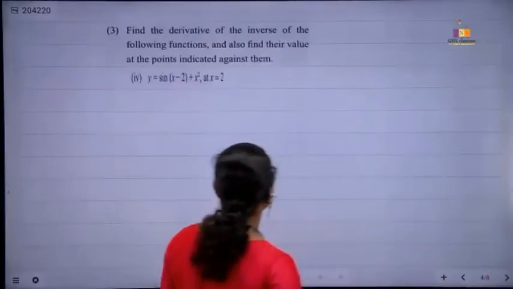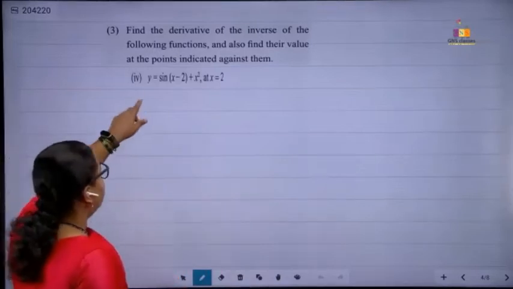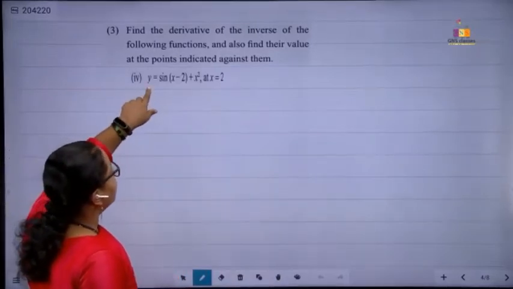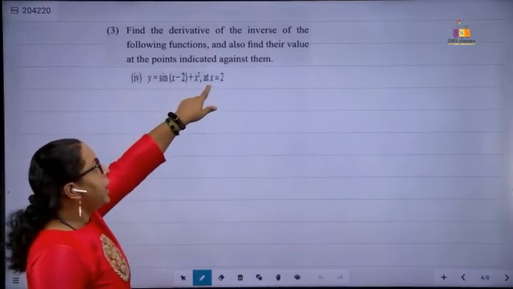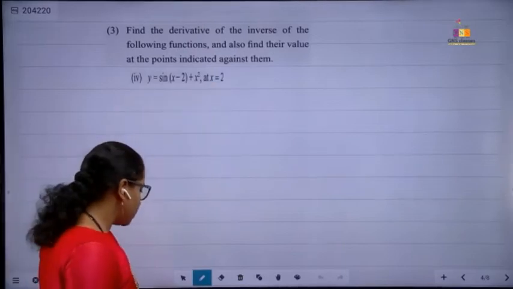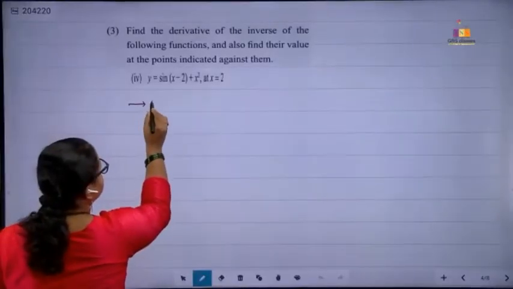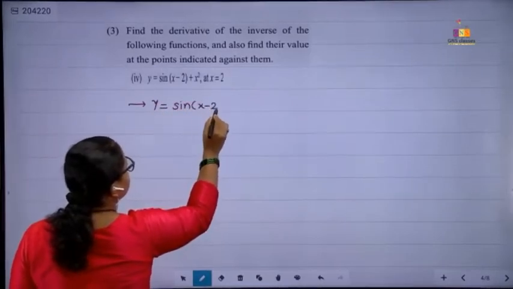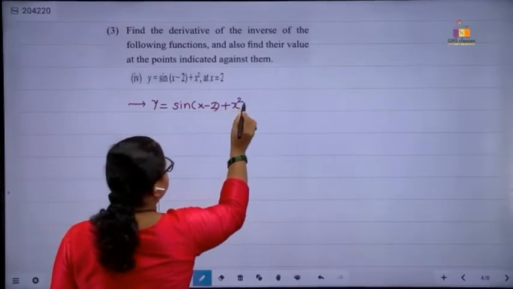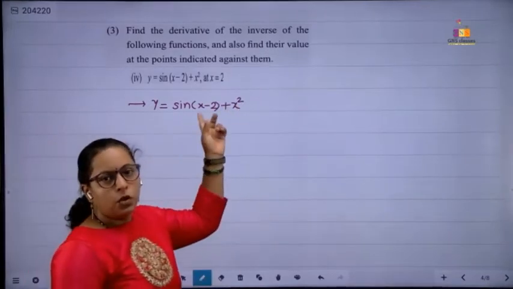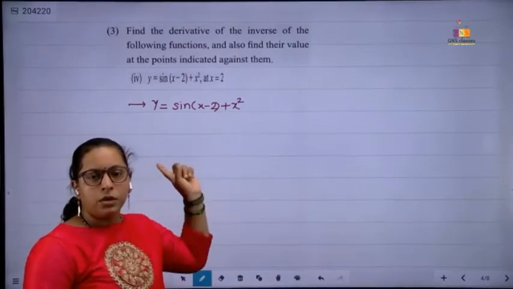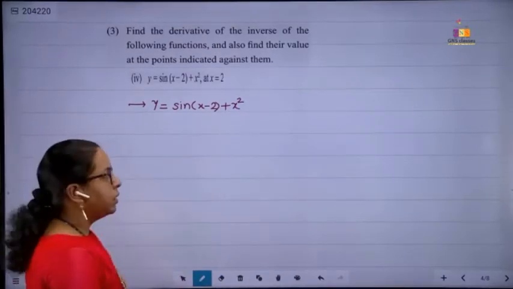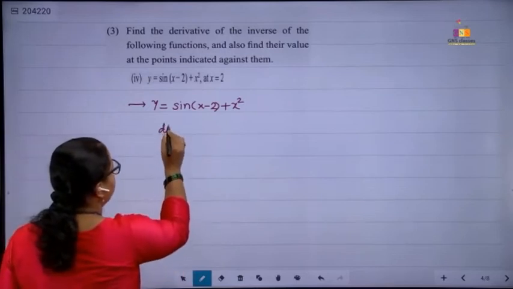Then next one. Here we have to find derivative of inverse function at x is equal to 2. Here y is equal to sine of x minus 2 plus x square. This is of the form u plus v. That means we have to use addition rule of derivative. Differentiate this function with respect to x.